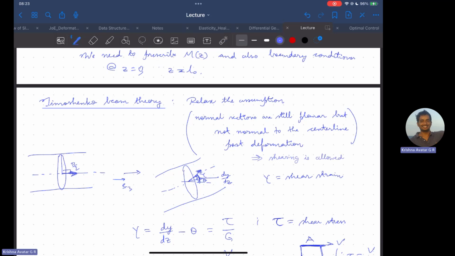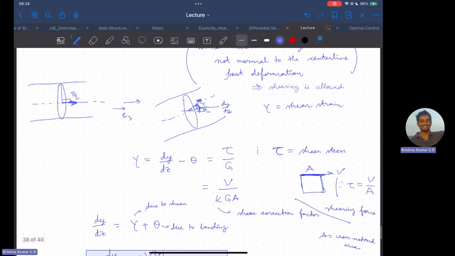Shearing is allowed. And the measure of shear strain is given by gamma. Gamma is called the shear strain. Kinematically speaking, we have introduced dy by dz, still the slope of the tangent to the center line with respect to the E3 axis.